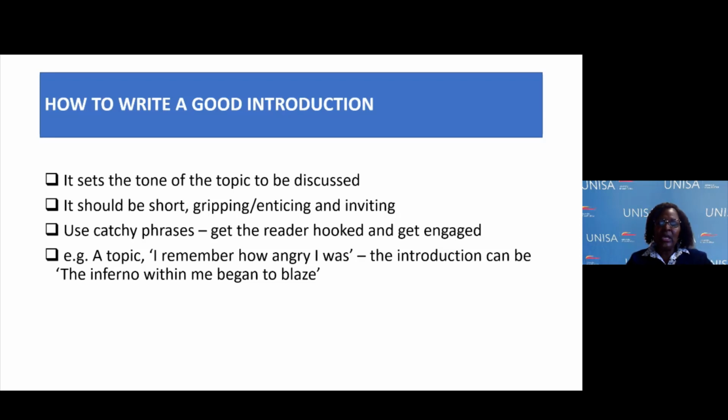So your introduction sort of highlights what you will be talking about in the whole piece of your writing, or in your comprehension text, or in the text that you will be writing. So your introduction is very, very important. You need to use some catchy phrases, and it shouldn't be long, maybe 5 lines, because remember, an introduction is a paragraph. So that paragraph shouldn't be long, maybe 5 lines, maximum 7 lines.